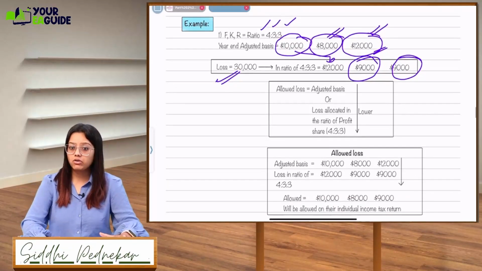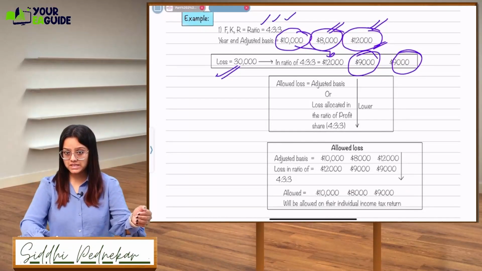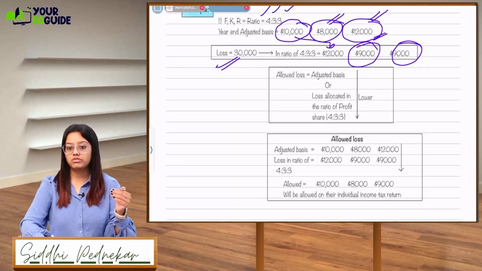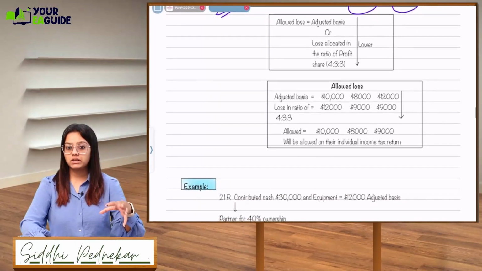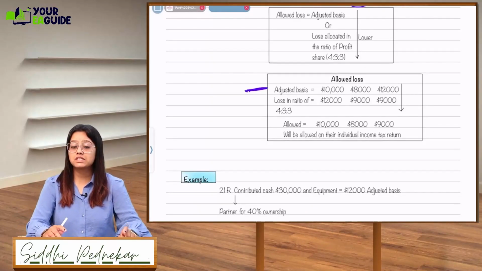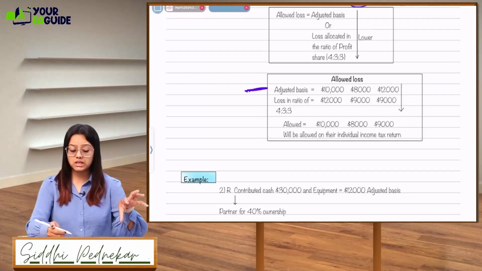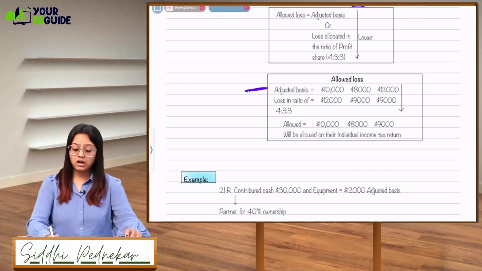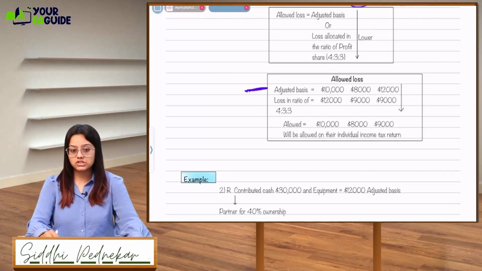So what is the allowed loss? The calculation will be the adjusted basis or the loss allocation, whichever is lower. So allowed loss will be limited to your adjusted basis. This is called the basis rule, guys. We have seen the basis rule, right? This is allowed only up to your basis. This is your basis rule.